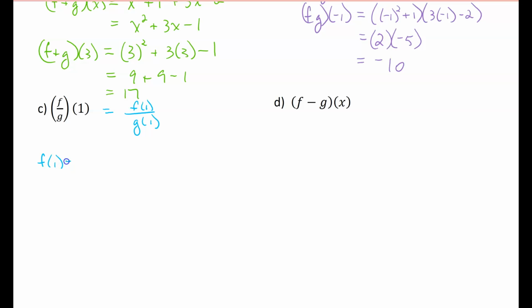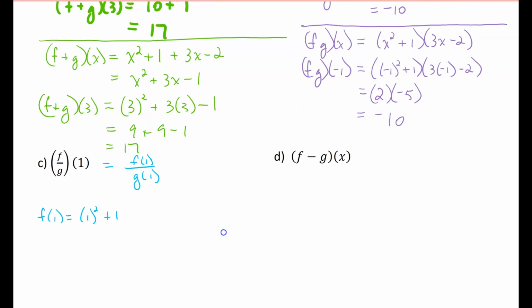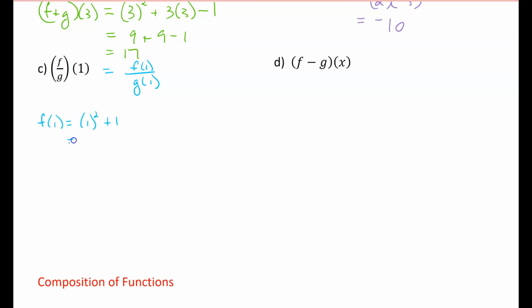So f of 1 means I'm going to take 1 squared plus 1. Okay. So we get 1 plus 1 is 2. So f of 1 is equal to 2. And I'm going to evaluate g of 1. So g of 1 is 3 times 1 minus 2. 3 minus 2 is 1. And now I'll just combine the two together. F over g of 1 is 2 divided by 1, which is 2.